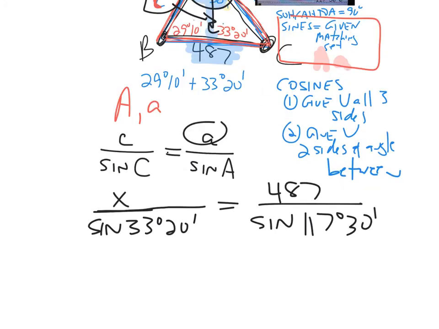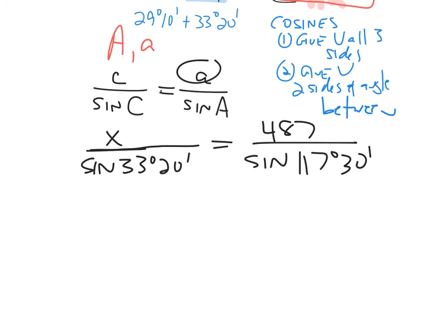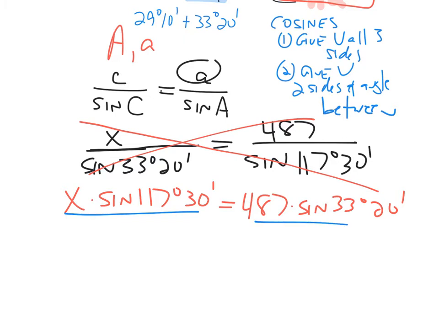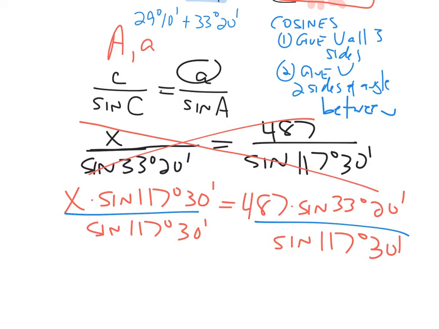So here we're going to go about solving using the law of sines, and you do that by cross multiplying. So here we're going to have x times the sine of 117.30. That equals 487 times the sine of 33.20. And now to solve for x, I'm going to divide both sides by the sine of 117 degrees and 30 minutes. So then this is going to give us the length of side C in our diagram.